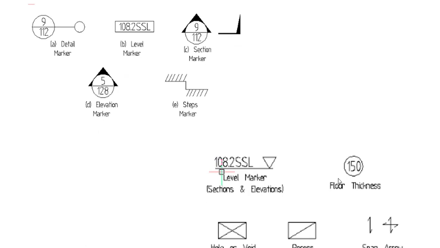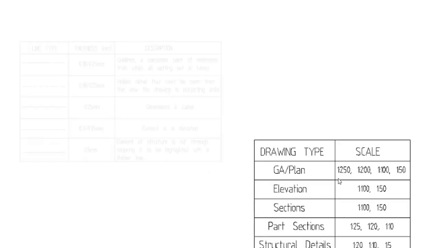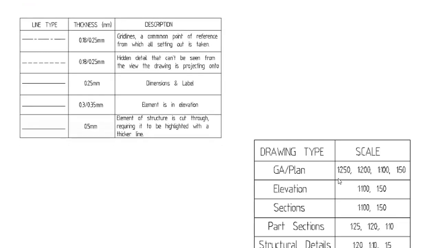Similarly, we have the drawing scales and various categories of lines as well, where you need to understand the meaning of the continuous line, dotted line, or line with a specific thickness, right? So here I have specified the detailed description as well. You can check this out.